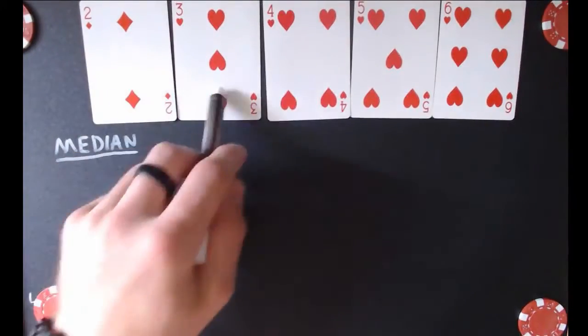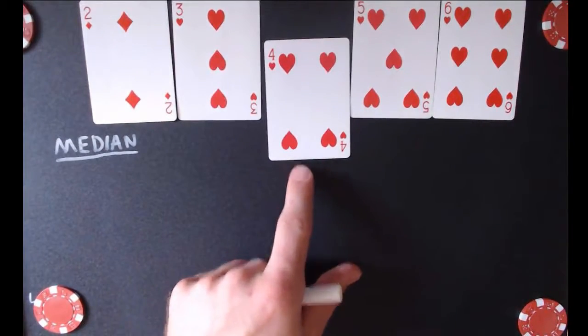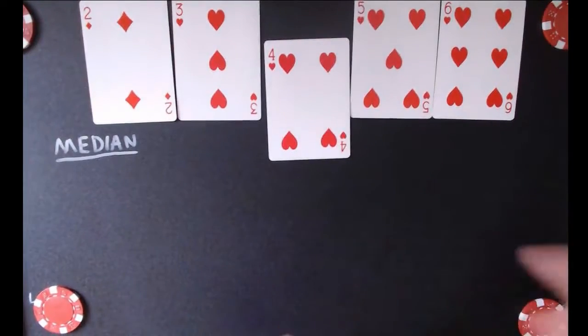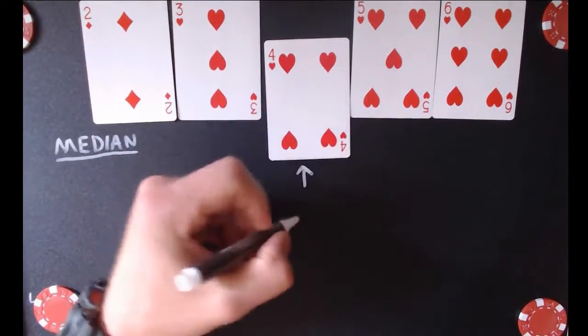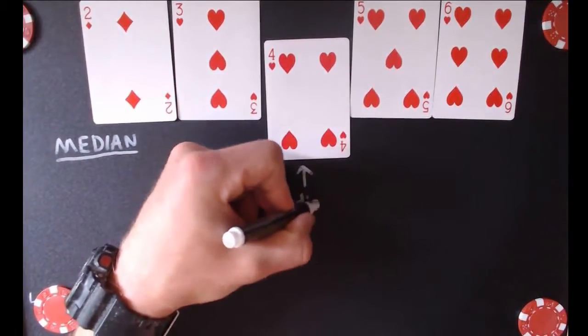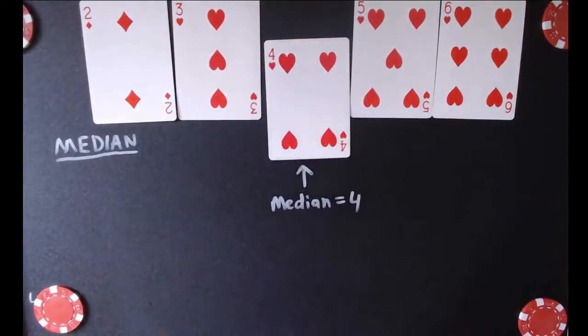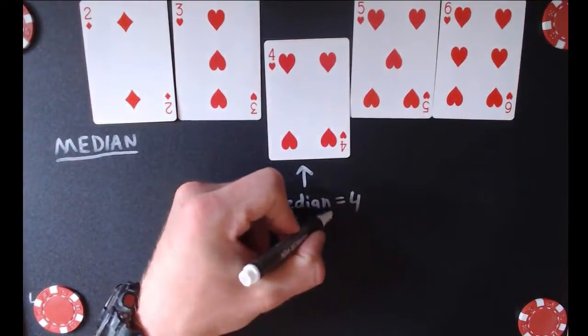So if I look at how many cards I've got, 5. Therefore, if I take my third card, I've got 2 on this side and 2 on this side. This makes it my middle card. So in this case, this is the median. So the median equals 4, which is equivalent or equal to the third value.